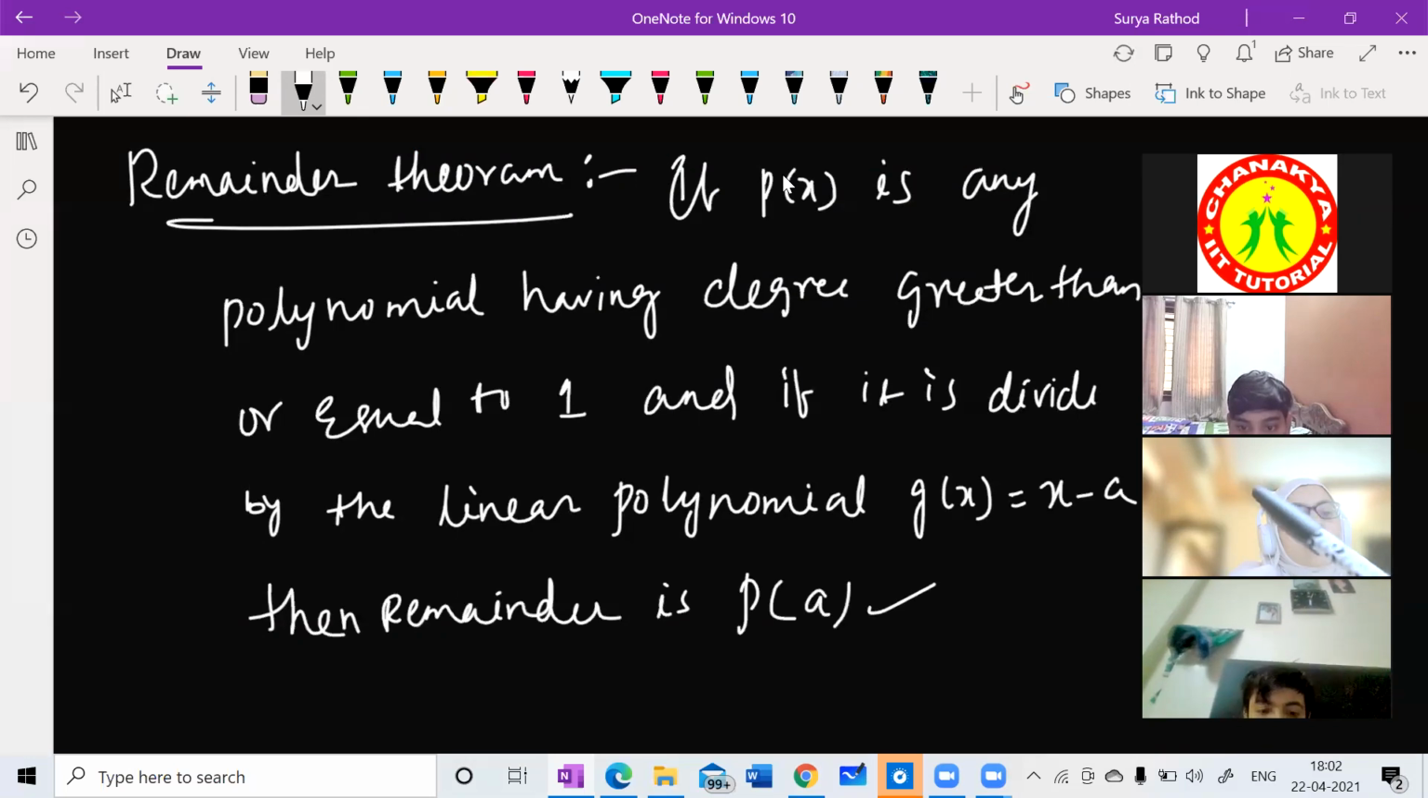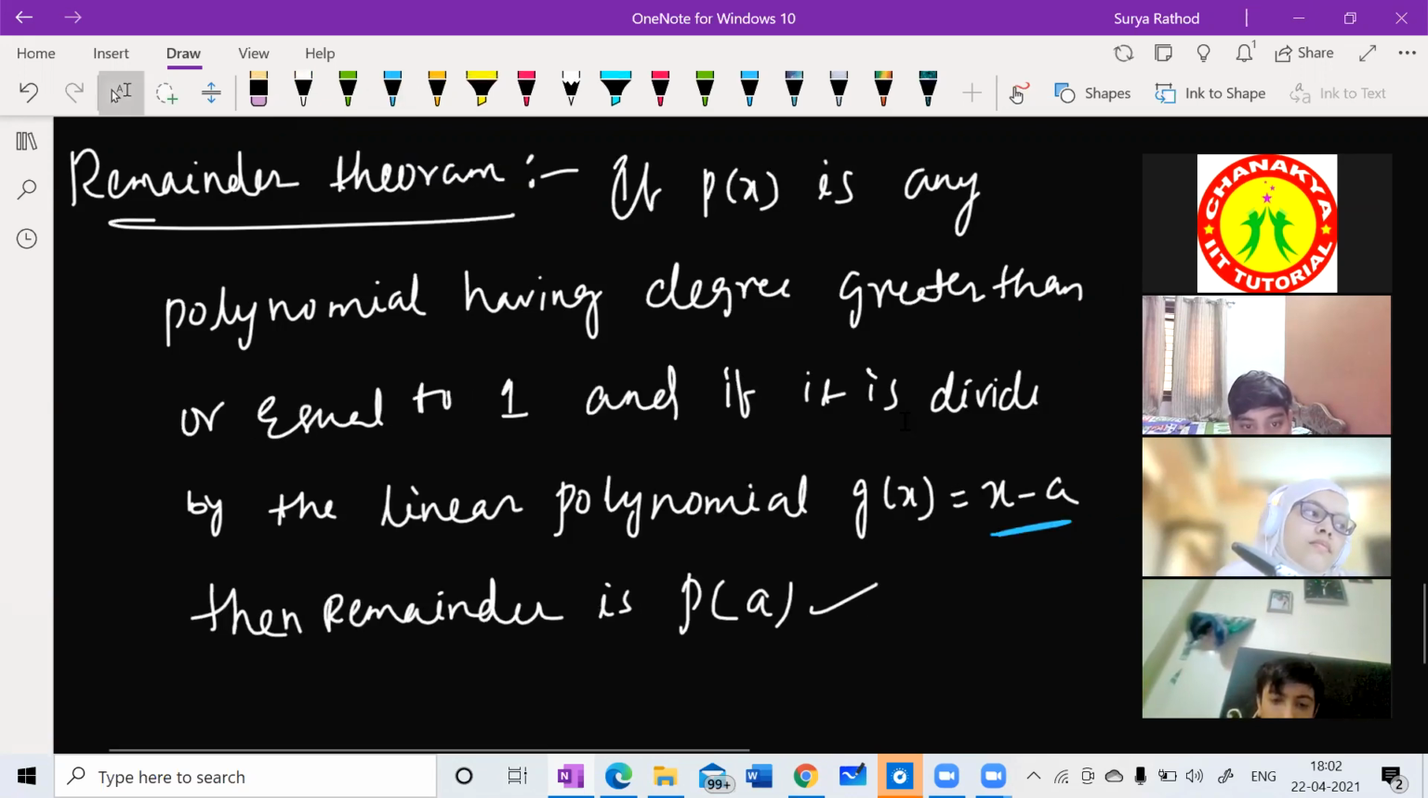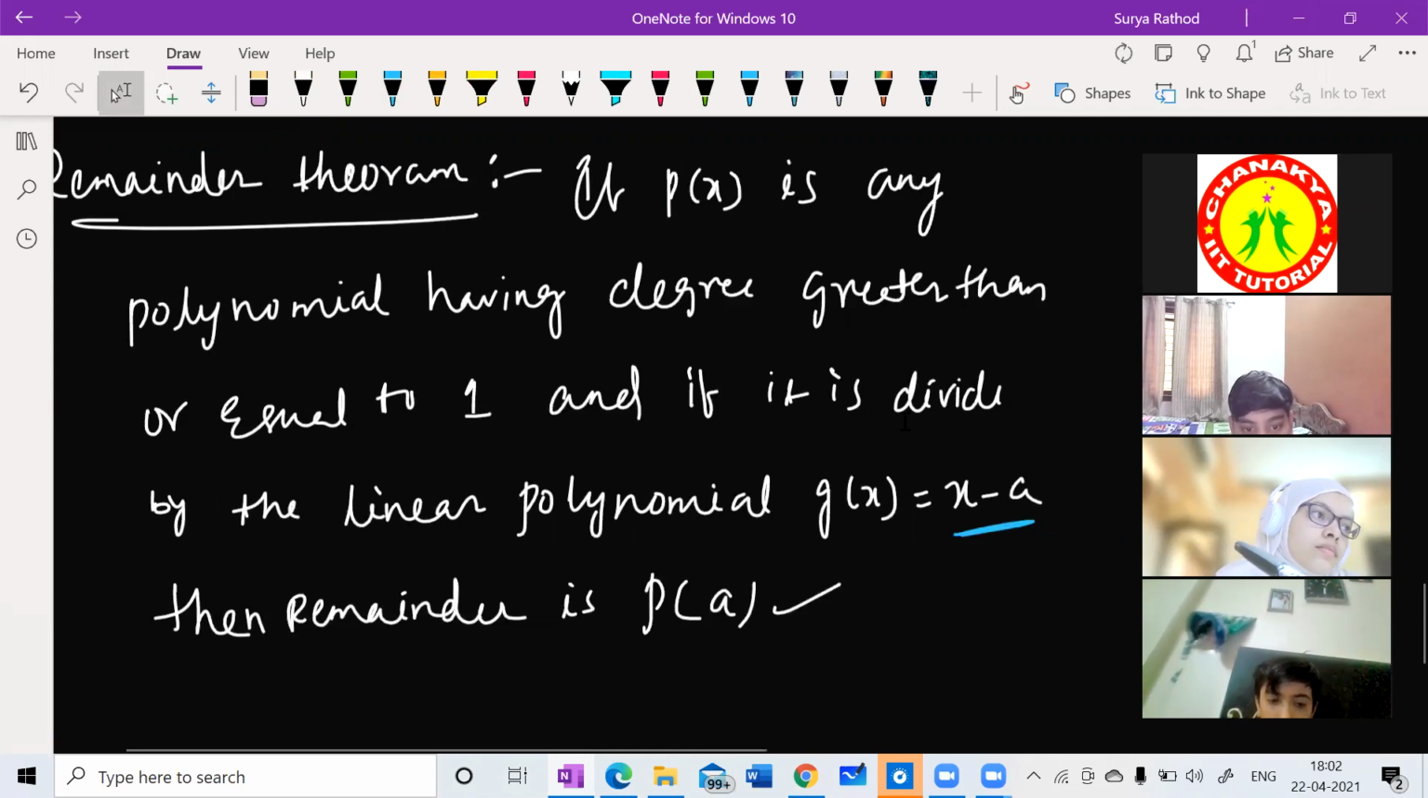Very good, Kana. Look at this, why x minus a? If I'm shifting like this, x is equal to a. So let us solve a problem now so that you will be able to understand clearly. All right, Kana, are you getting my point? Yes, sir. Very good.